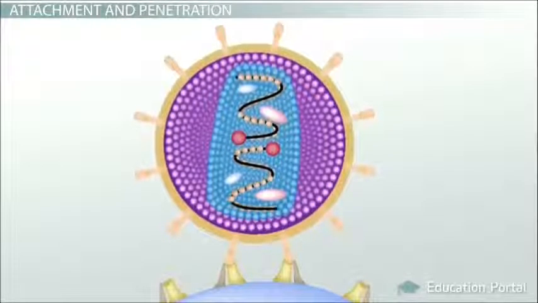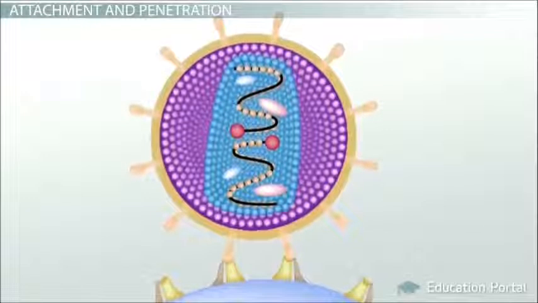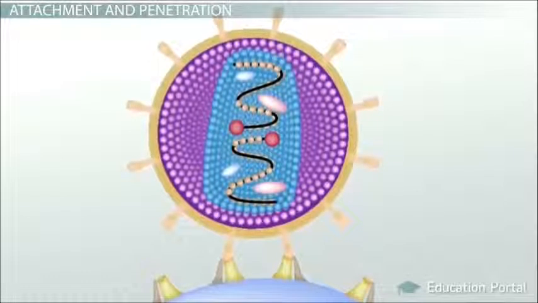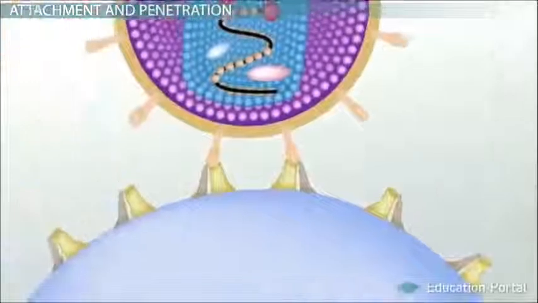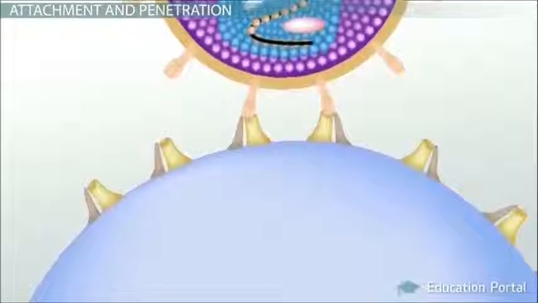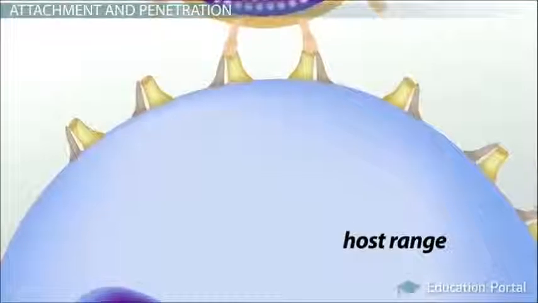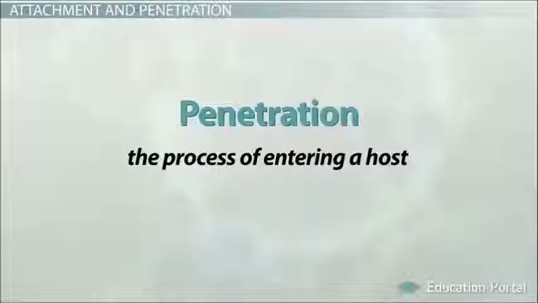Hence, having a specific hook that will only attach to specific target surface receptors will improve its chances of survival. The specific set of cells or entities to which a virus can successfully attach is known as its host range.